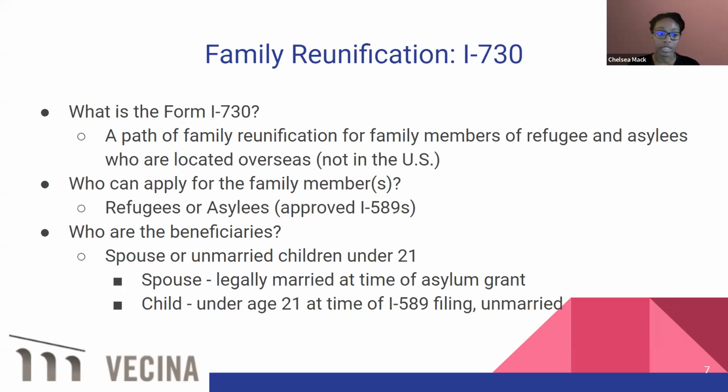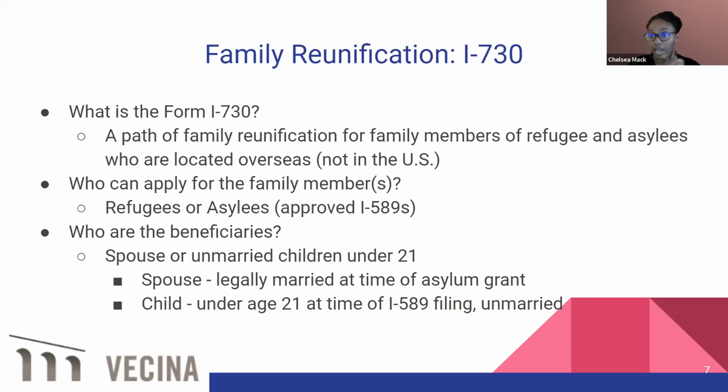Spouse means that they had to have been legally married to them at the time of the asylum grant. The child means that they were under 21 at the time of the I-589 and that they're unmarried. We say that because there may be a case where your client files today and their child is 20 years old, but becomes 21 next month, and the asylum is not granted until next May. That doesn't bar them from being considered a child under this status.